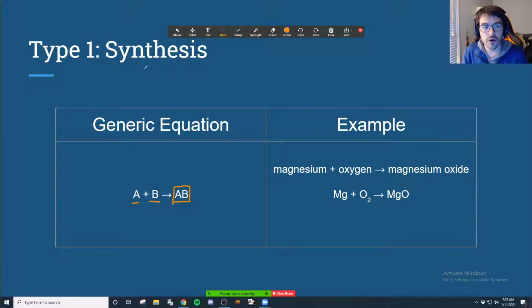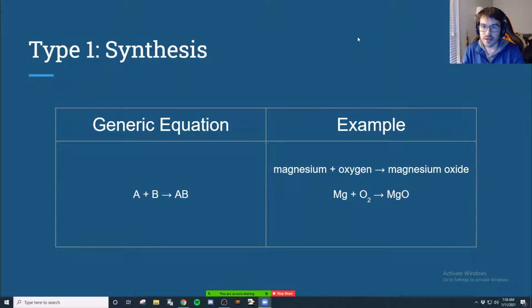So the one thing you're looking for in a synthesis reaction is a single product, okay? Notice how there's no plus signs over here. So a single product on the product side, or on the right side of the equation, signifies to you, or should be your clue, that that is a synthesis reaction that you're looking at, okay?